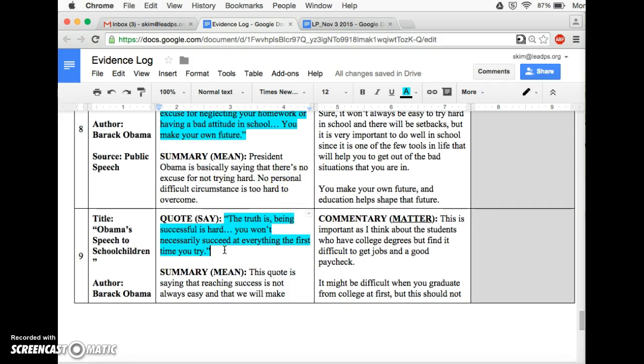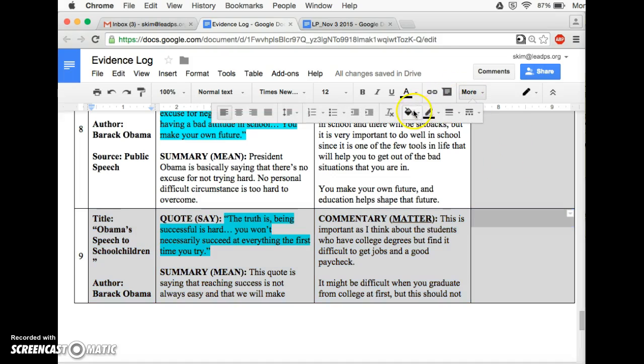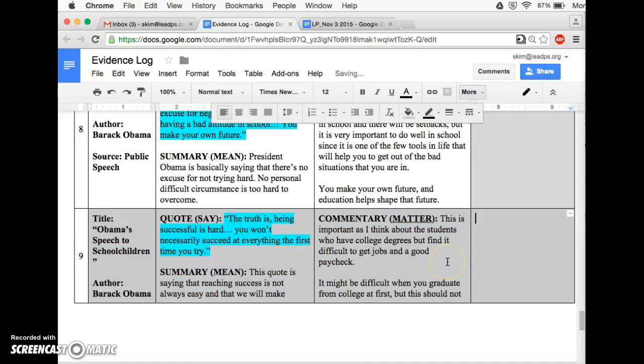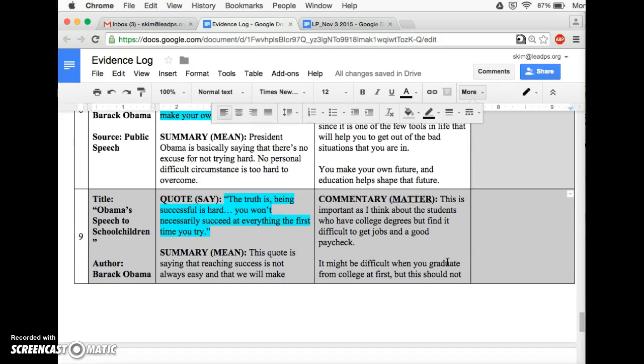I'm looking at this one here. The truth is being successful is hard. You won't necessarily succeed at everything the first time you try. This is related to my subclaim, but it's not quite powerful. I don't think it's as powerful as I want it to be. So I'm going to label it again. I don't think I'll use that one. I'm going to look for another piece of evidence that's maybe more powerful.